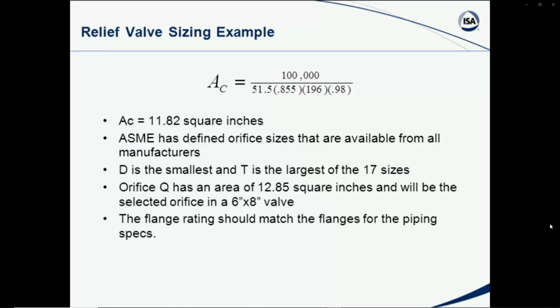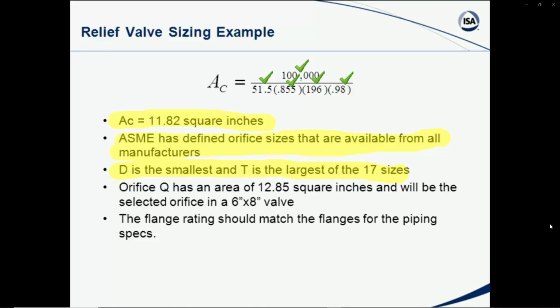So let's plug all of these numbers into our particular situation, 100,000 pounds per hour. There's our constant, there's 0.855, there's our fluid pressure, there's our correction. And if you do this, according to my calculator, I got about 11.82 square inches. Now, ASME's defined orifice sizes that are available from all manufacturers, D through T.